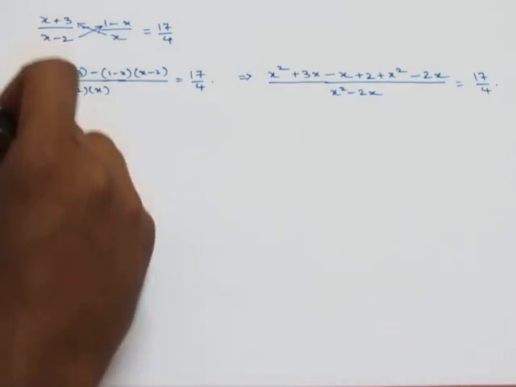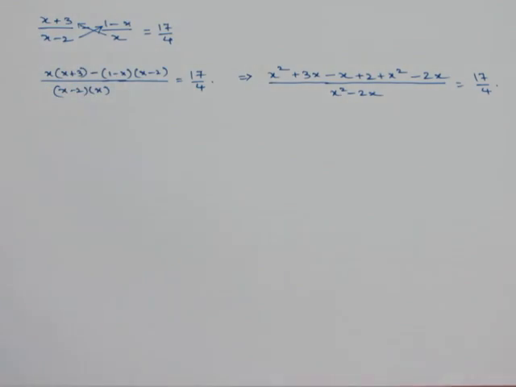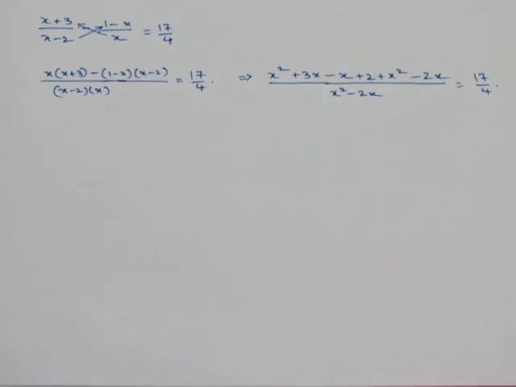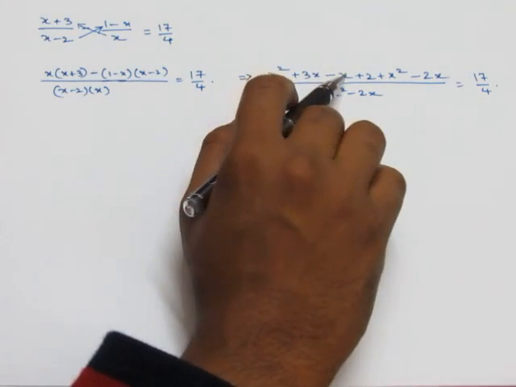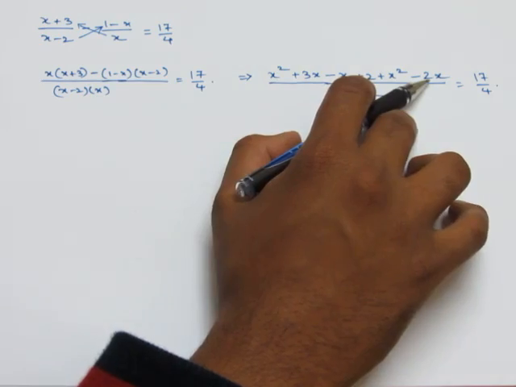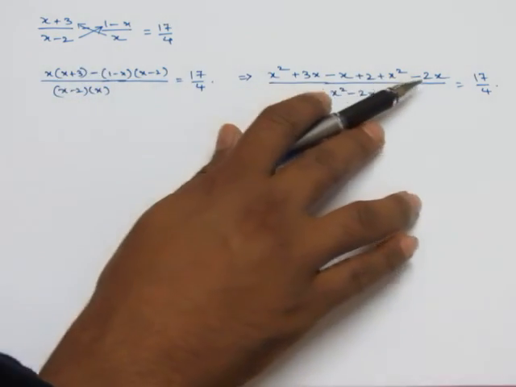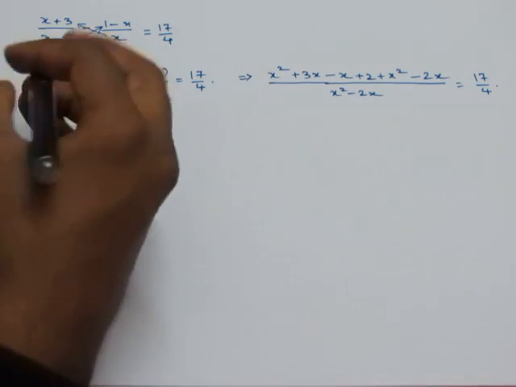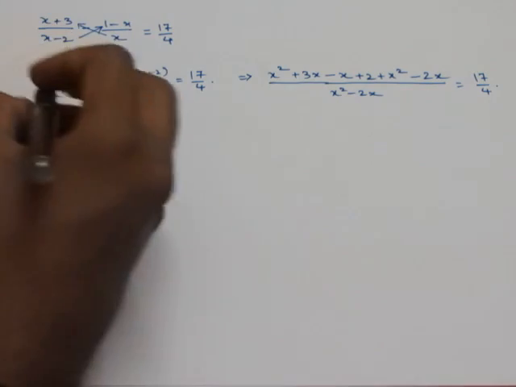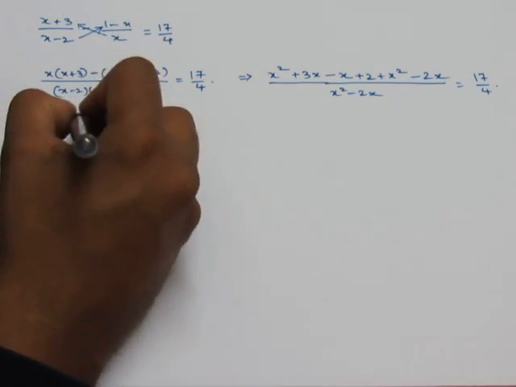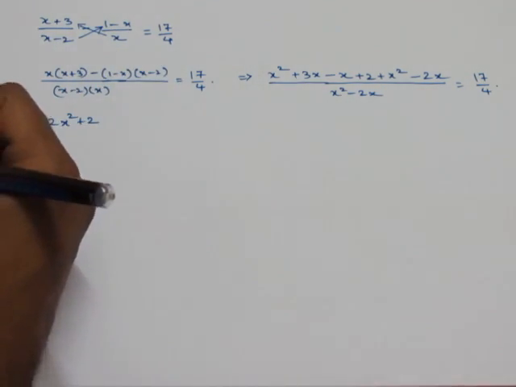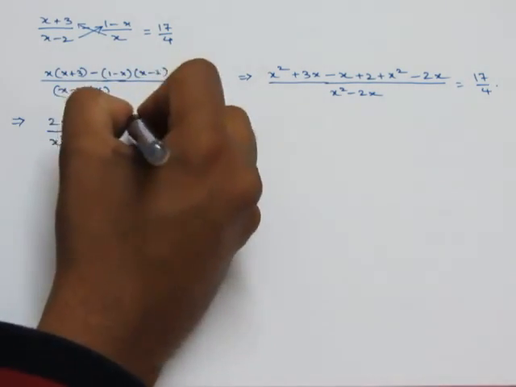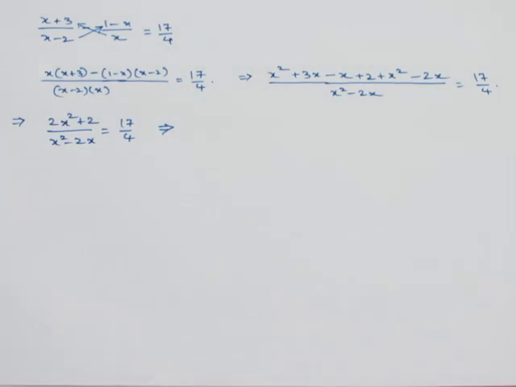So upon solving this, what I get is 2x square. This is minus x, this is minus 2x. So minus x minus 2x gives you minus 3x, and it gets cancelled out with plus 3x. So in the numerator I get 2x square plus 2. In the denominator I have x square minus 2x. In the RHS I have 17 upon 4. This much is clear.